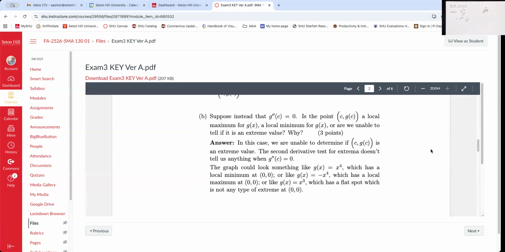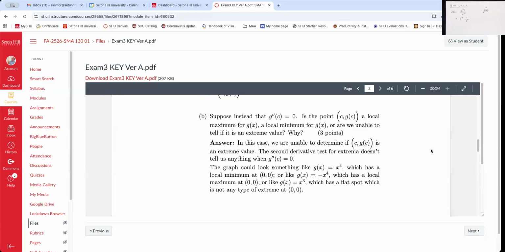The first derivative is 0 and the second derivative is 0 there. X to the fourth has a minimum at 0. But the first derivative is 0, the second derivative is 0. X cubed has a flat spot at 0, but it's neither a minimum nor a maximum. So the second derivative test actually fails to give me any information.